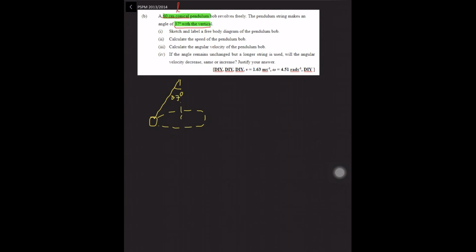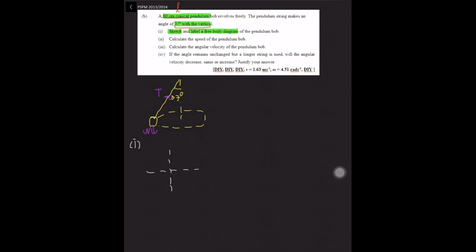The first question is to sketch and label a free body diagram of the pendulum bob. In order to sketch a free body diagram, we have to identify all forces that are acting on the pendulum bob. Since there is a string of the pendulum, there will be a tension along the string, right? And there will be weight. So let's draw the free body diagram.